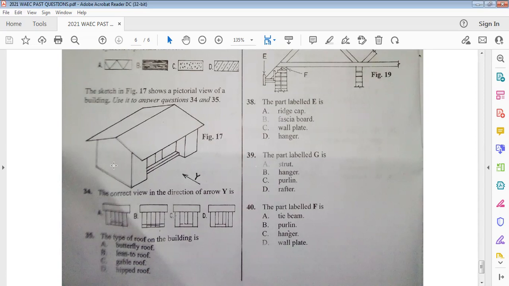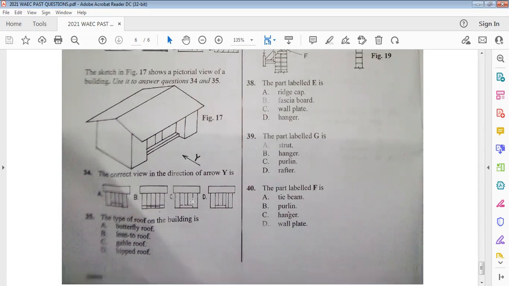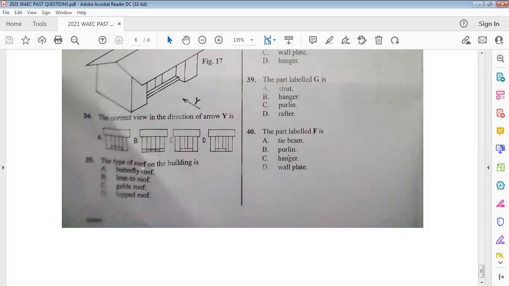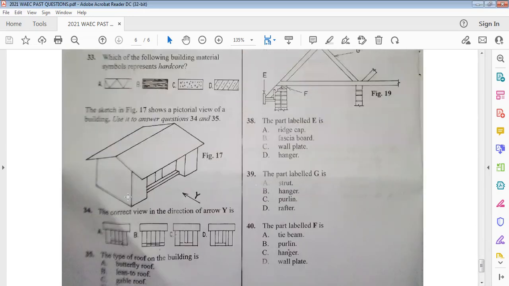So the correct view in the direction of arrow Y is, so the answer is option C is the correct answer. So question 35, the type of roof on the building is known as gable roof. That is option C is the correct answer. Gable roof is the correct answer.